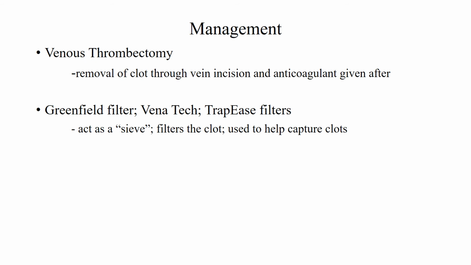So what happens here is that they will insert a catheter through the femoral vein until the inferior vena cava, and they will insert a Greenfield filter. So this Greenfield filter acts as a sieve or strainer. It filters the clot and it is used to help capture the clot. So once in the circulation, this filter captures the clots, and of course the patient will also be given anticoagulants.